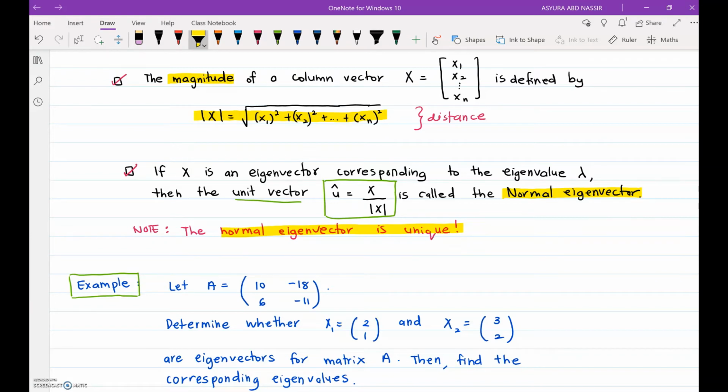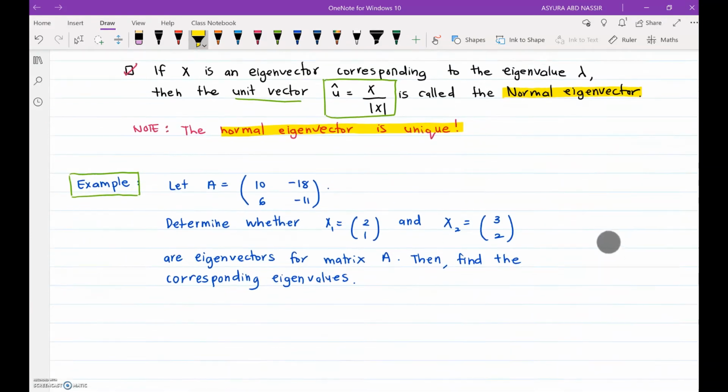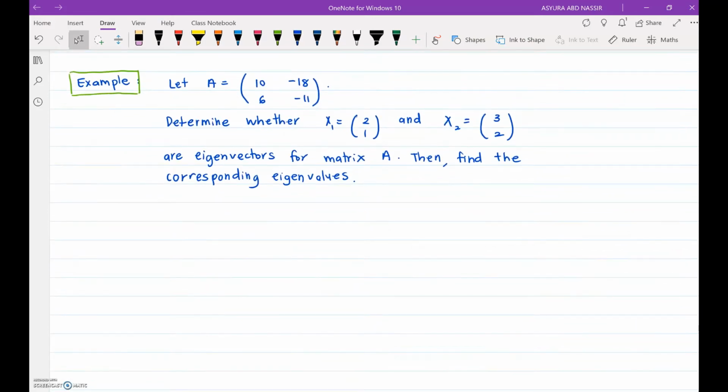Let's continue with the example. Let the matrix A be 10, negative 18, 6 and negative 11, so it is a 2 by 2 matrix. Determine whether x1, eigenvector 1, which is (2, 1), and x2, eigenvector 2, which is (3, 2), are eigenvectors for matrix A. Then find the corresponding eigenvalues.